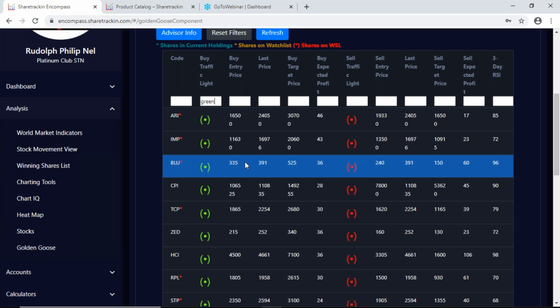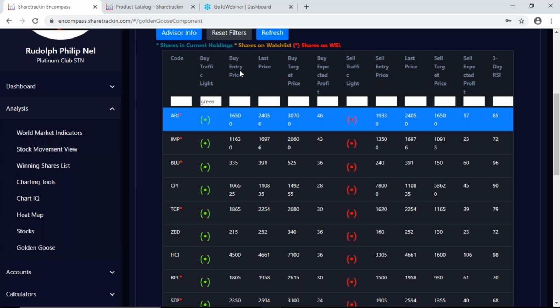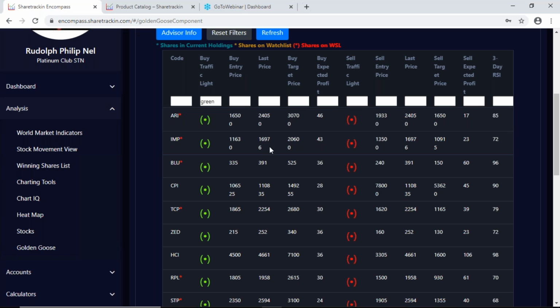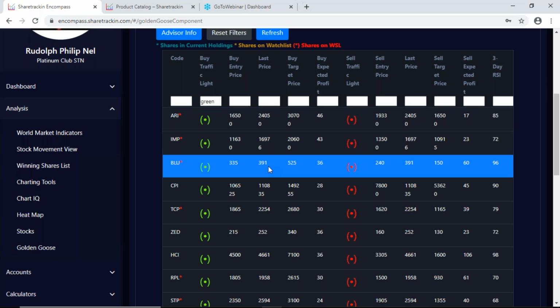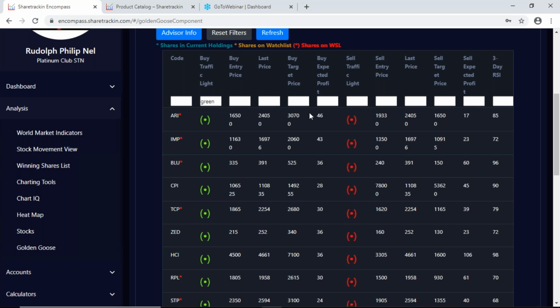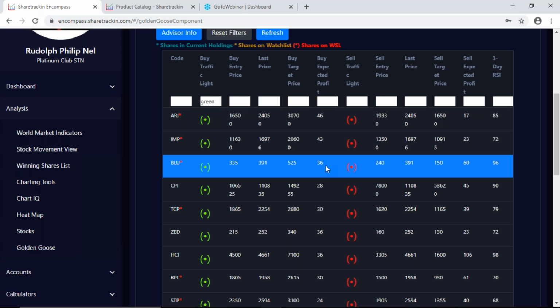All right, so for instance, if you take BLU, we told you here that the buy entry price was 3 rand 35. The last price, which is the current price, is 3 rand 91. So the target that you want to reach is 5 rand 25 with the expected profit of 36%. Okay, obviously it's not going to be 36% now. It might be like 33 or 34 currently, because it's already moved.